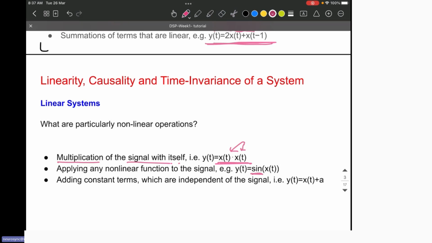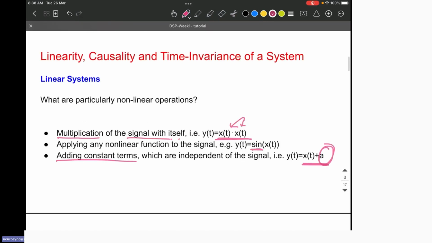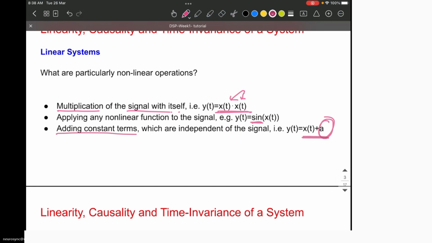And addition of this thing, again, if you add some constant term in with the input signal, then also you can say that this system is nonlinear. Adding of a constant term also makes a system nonlinear because this is independent of the signal. The addition of this constant a, which is independent of the signal, therefore this system is nonlinear.